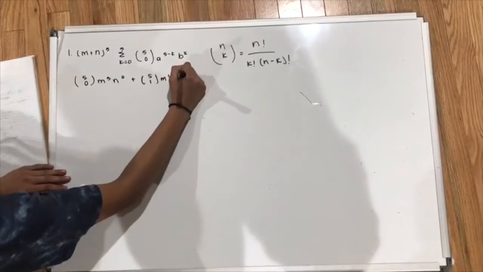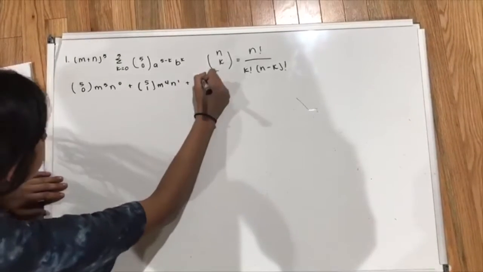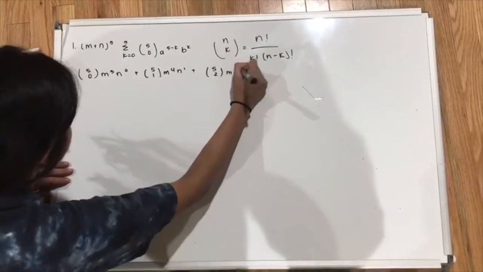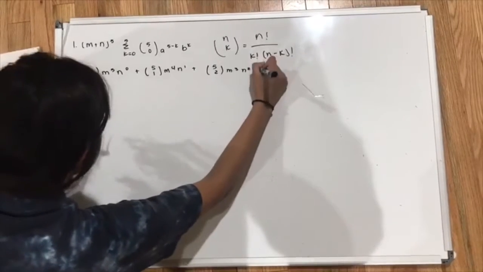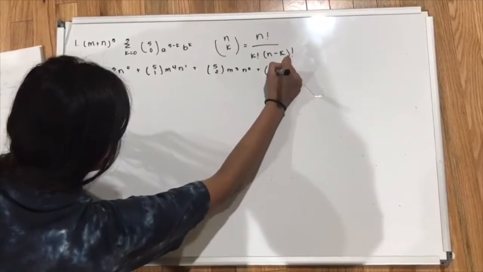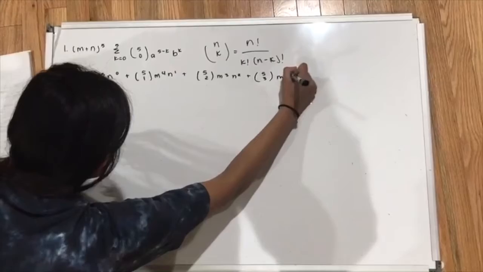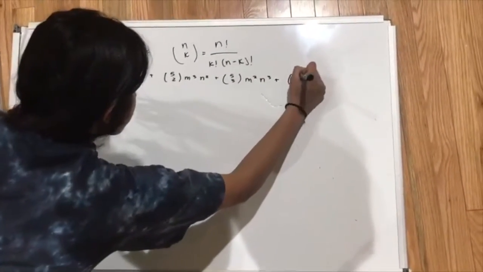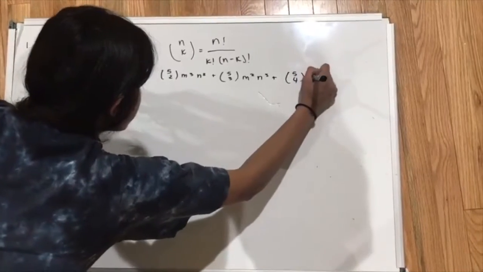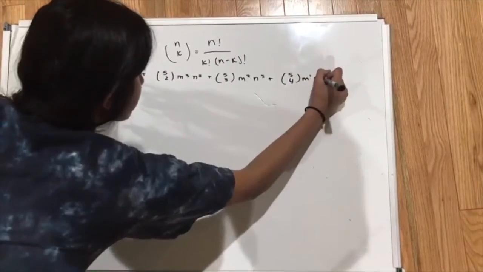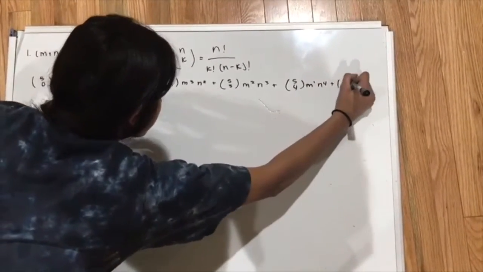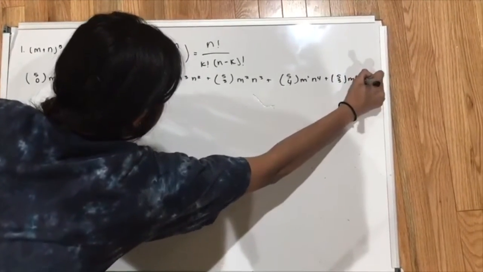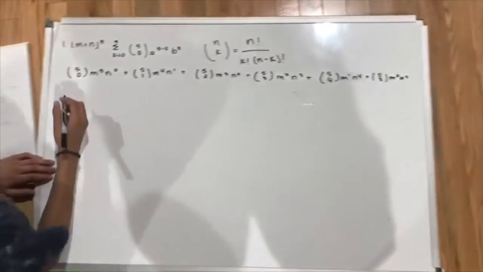Starting with k equals 0, (m plus n) raised to the 5th power equals 5 choose 0 times m raised to the 5 minus k power, which is 5, and n to the power of 0, which is 1, plus 5 choose 1 times m raised to the 5 minus 1 power, which is 4, and n to the 1st power, plus 5 choose 2 times m to the 3rd power and n to the 2nd power, plus 5 choose 3 times m to the 2nd power and n to the 3rd power, plus 5 choose 4 times m to the 1st power and n to the 4th power, plus 5 choose 5 times m to the 0th power and n to the 5th power.